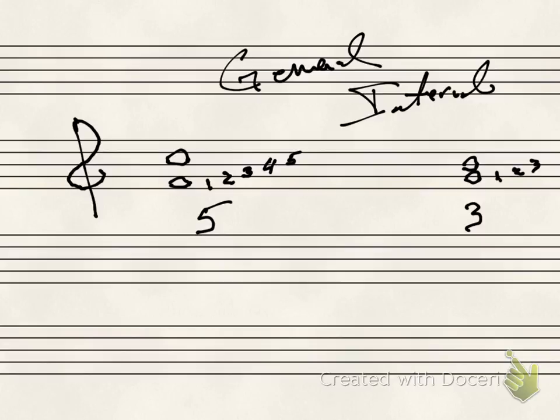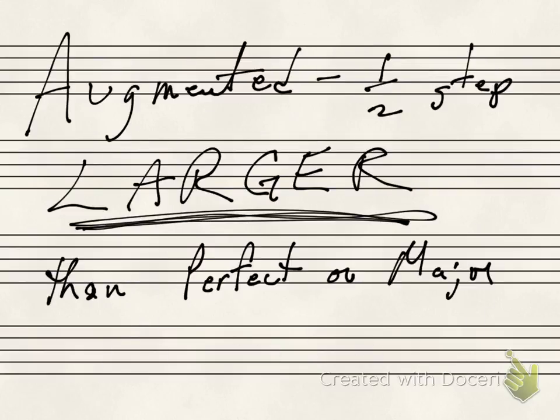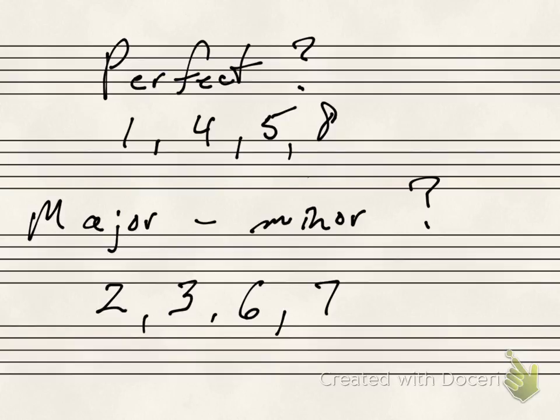Good. All right. Well, then after we get the general interval, we have to go to something called the specific interval. And when you're dealing with specific intervals, they can only be certain qualities. 1, 4, 5, and 8. 1, 4, 5, and 8 are perfect.